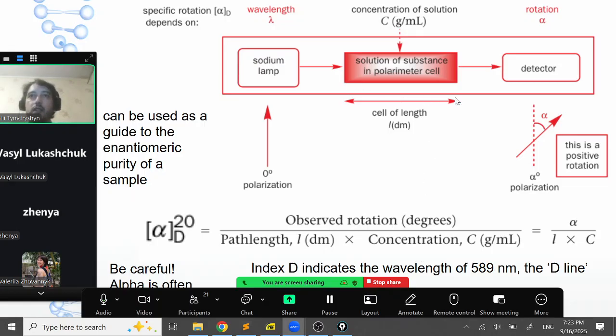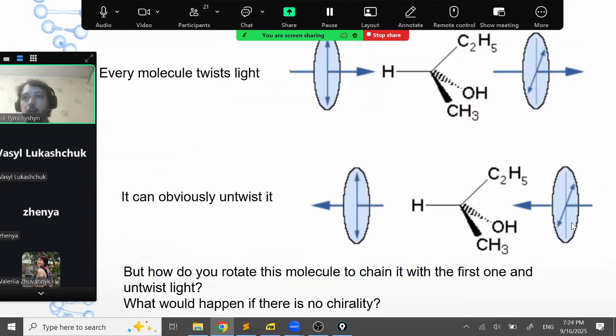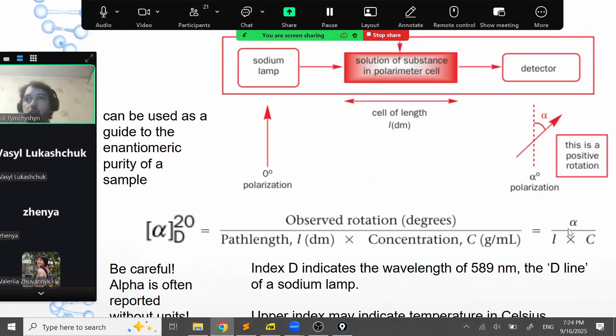So we know the cell length. The longer the cell, the larger will be the angle of rotation, so we will need to take that into account. And we have some sort of detector that detects that angle of rotation. And here is the formula. We have some observed rotation angle in degrees, this is alpha. We divide that by the length of the tube and by the concentration. Length of the tube is measured in decimeters and concentration in grams per milliliter.